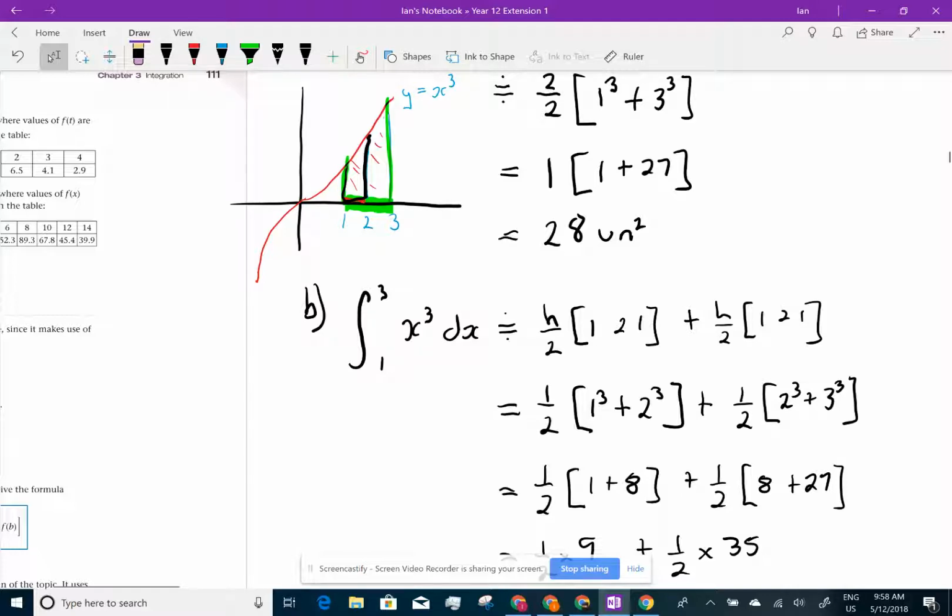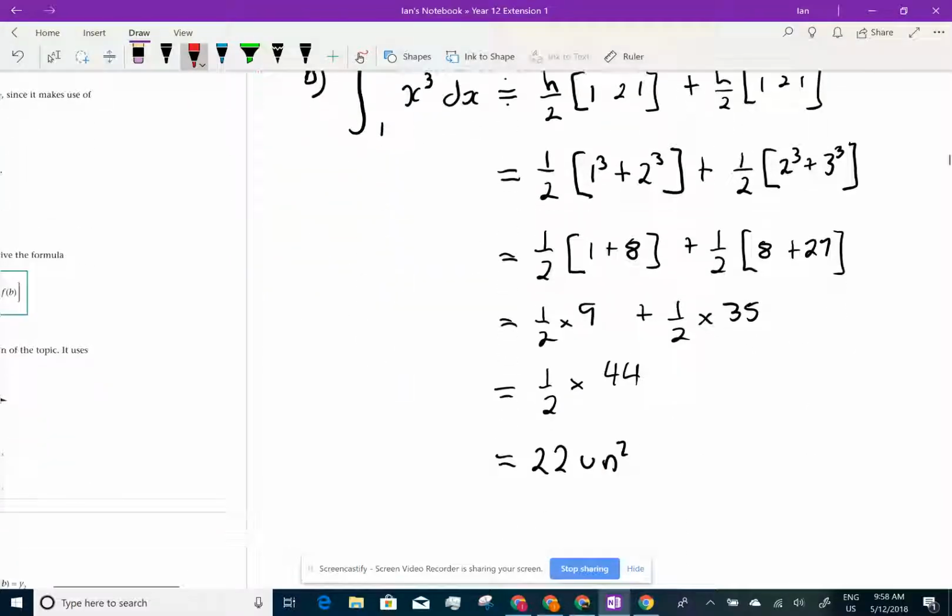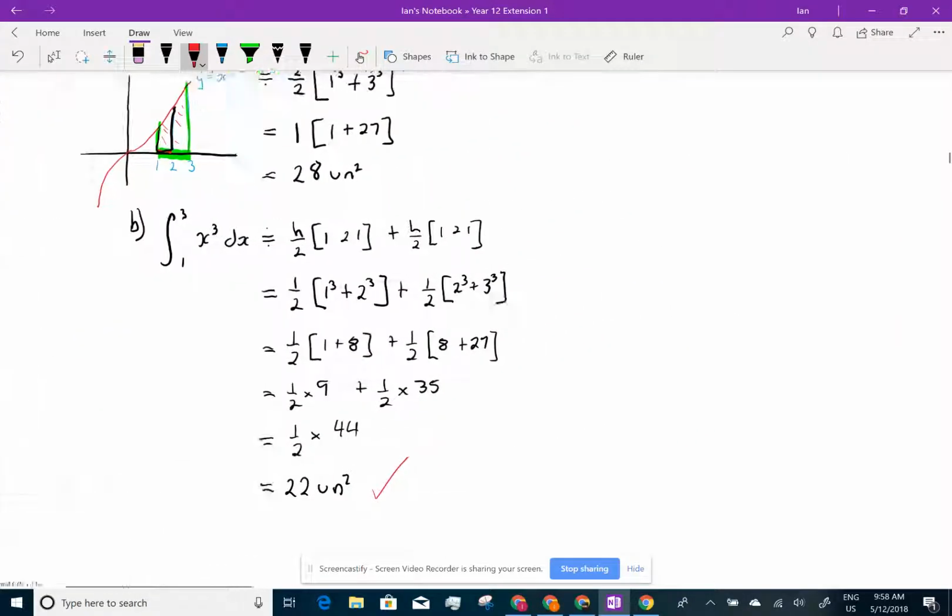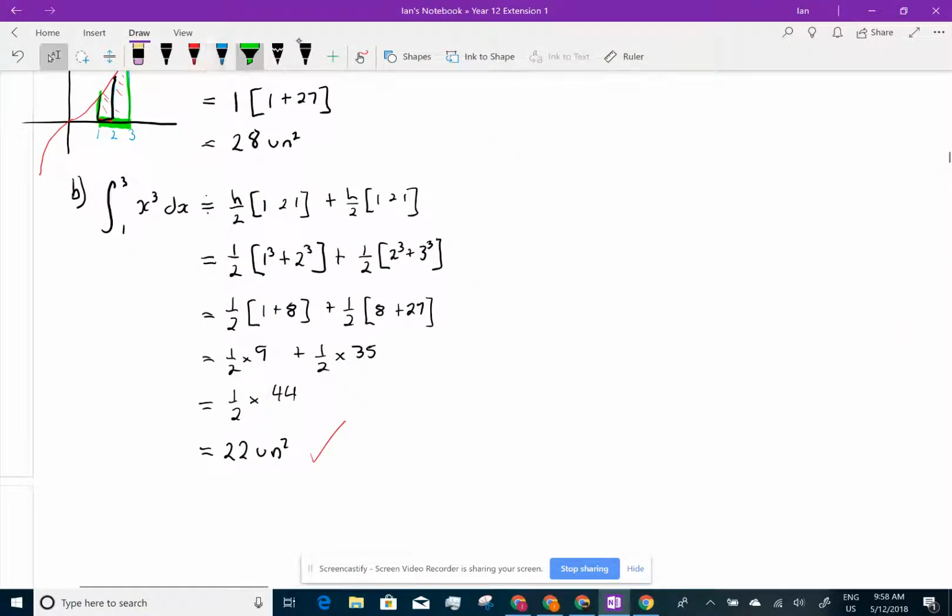Now, this one is much more accurate. In fact, the more strips you use, the more accurate you become. But I want to have a look, because I've been talking about using 1, 2, 1. And 1, 2, 1, why is that 2 there?